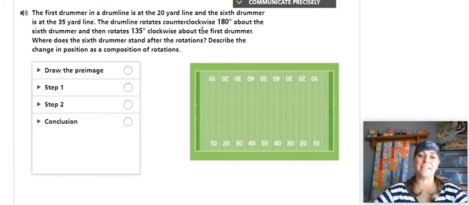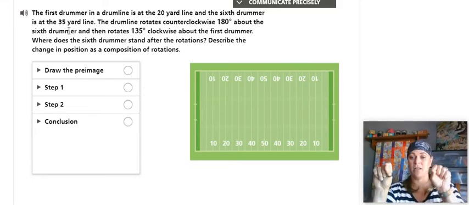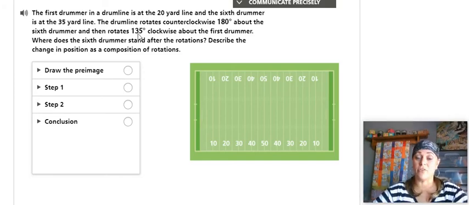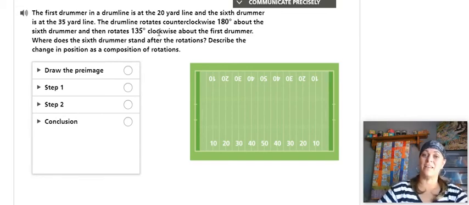The drum line rotates counterclockwise. Counterclockwise is the opposite direction of what a clock does. So clocks go this way, which means I have to go this way, 180 degrees, about the sixth drummer. So the sixth drummer is the point of rotation. First drummer, sixth drummer, they're going to rotate around, and just make sure to go counterclockwise. And then they're going to rotate 135 degrees after that. So 180, and then it rotates 135 clockwise. So you're going counterclockwise 180, then you're going clockwise 135 around the first drummer.